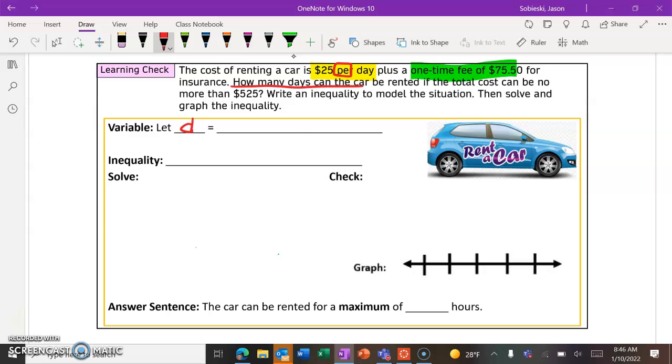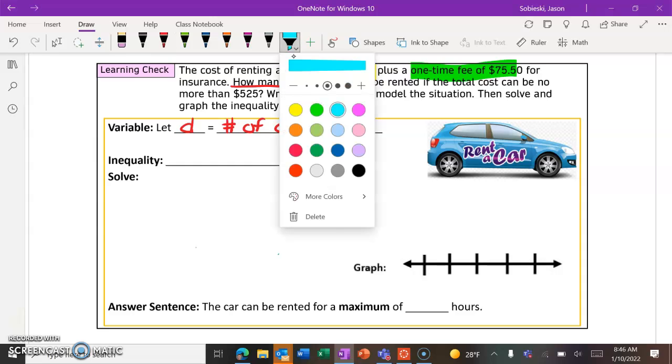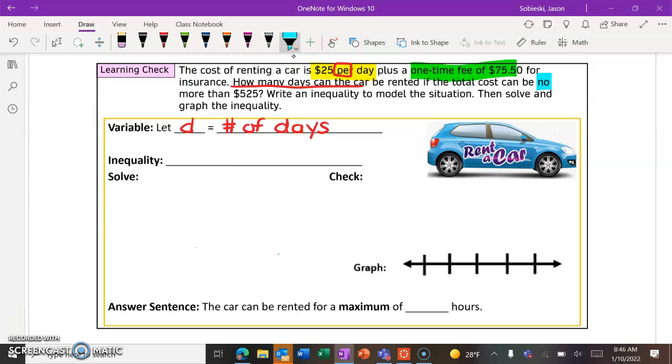So our variable is going to be D, which is the number of days. And we want the cost to be no more than $525. So it can equal $525, but it can't be anything more than that. So pause this video, see if you can use the highlighted information to write your inequality.